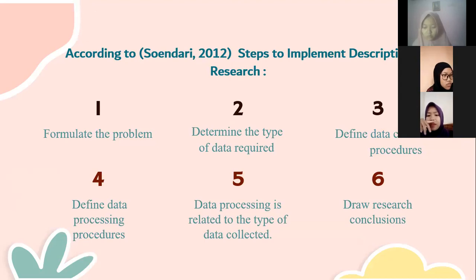The steps to implement descriptive research according to Sundari 2012 are six. First is to formulate the problem. Second, determine the type of data required. Third, define the data collection procedure. Fourth, define the data processing procedure, which is related to the type of data collected. And the last, draw the research conclusion.